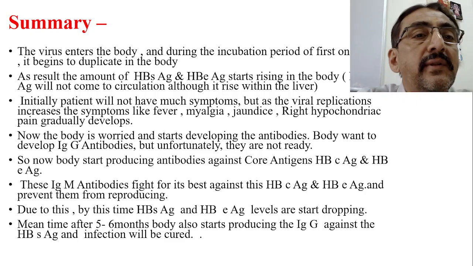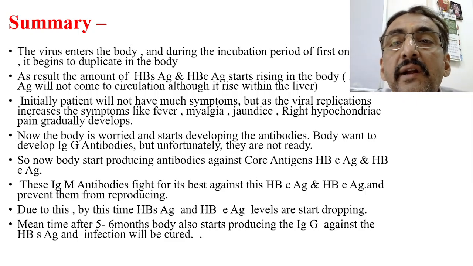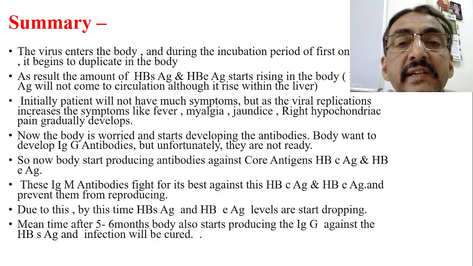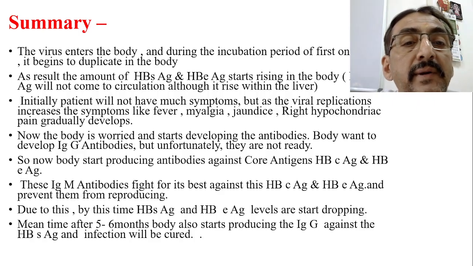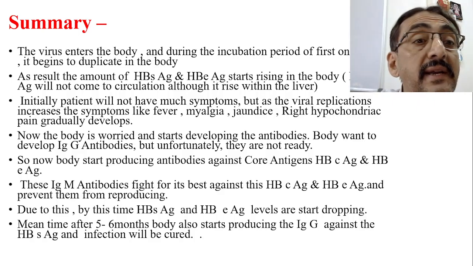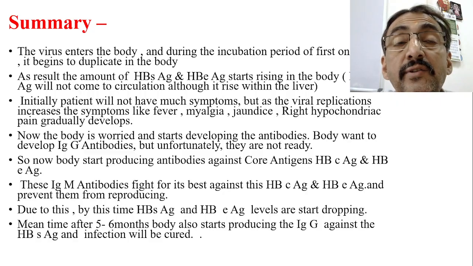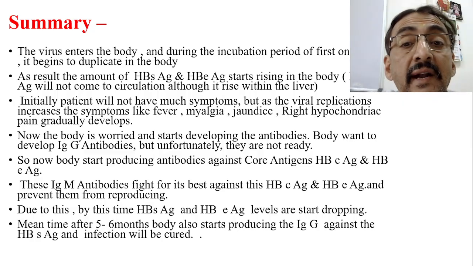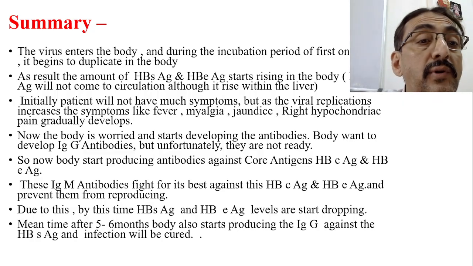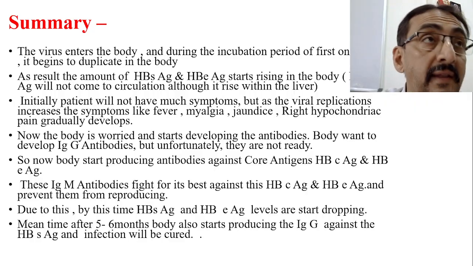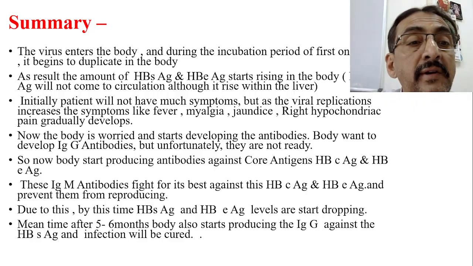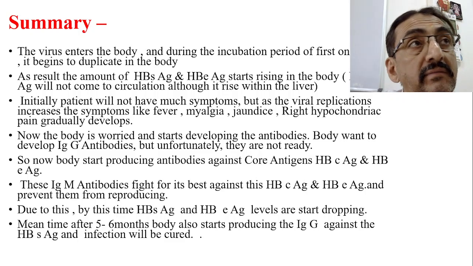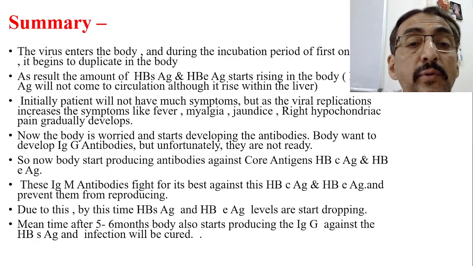Now, a summary. This virus enters the body during the incubation period, the first 1 month, and it begins to duplicate in the body. As a result, the amount of HBsAg and HBeAg starts rising in the body. Initially, the patient will not have many symptoms, but as viral replication increases, symptoms like fever, myalgia, jaundice, and right hypochondriac pain gradually develop. Now the body is worried and starts developing some antibodies. The body wants to develop IgG antibodies, but unfortunately they are not ready. IgG will be produced only after 6 months. So now the body starts producing antibodies against the core antigens also, and in the initial part it can only produce IgM antibodies.